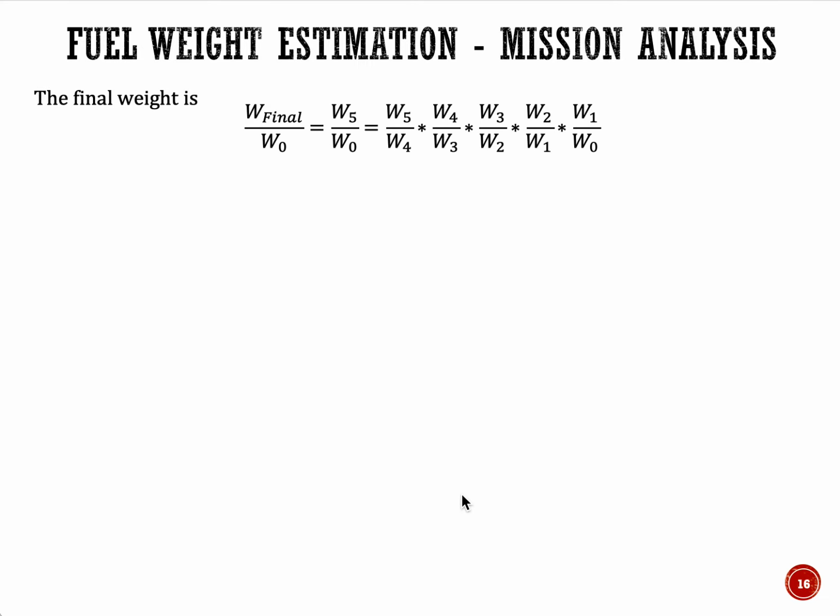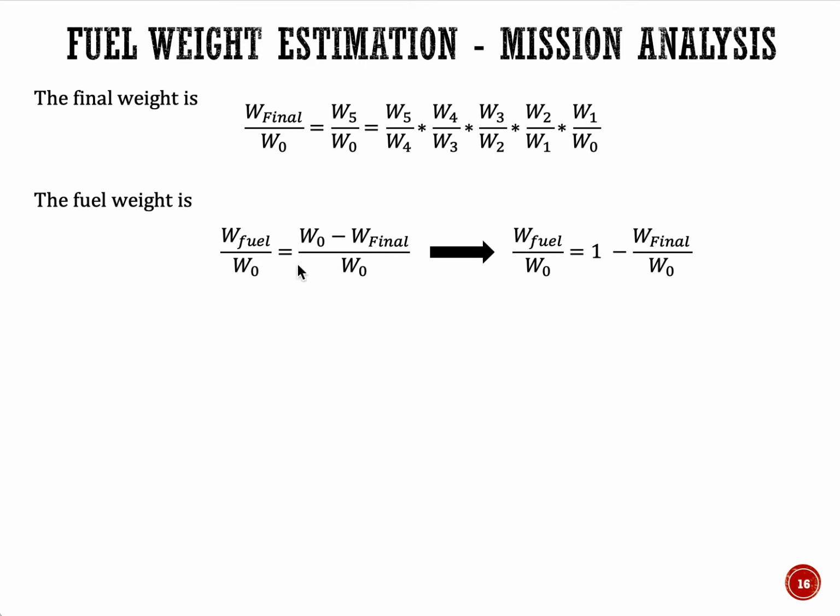Right? So now let's put it all together. The final weight divided by the initial weight is given by the product of the ratios. So the fuel weight is nothing but the initial weight minus the final weight. That's basically fuel. Again, this is assuming we don't drop any packages or bombs or anything in between. And that should be equal. If we simplify this equation, it will basically equal weight of the fuel divided by the initial weight equals 1 minus weight final divided by the initial weight.